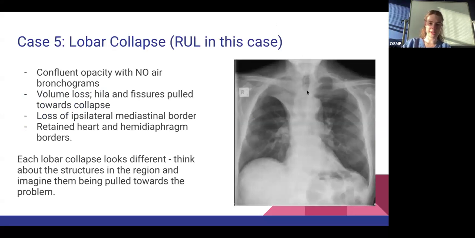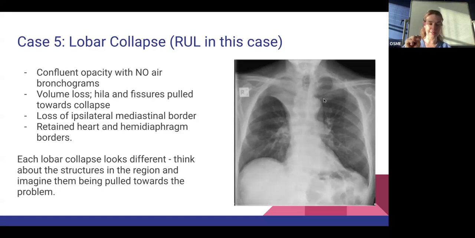Case 5, lobar collapse. Different bits of the lung can collapse at any one time. It can be trauma related, often infection related, and can look similar, I guess, to lobar pneumonia, but it's different because it's this kind of whiteness, this confluent opacity rather than the consolidation. So you've got this volume loss, the hilum and the fissures get pulled upwards towards the collapse, and the heart and hemidiaphragm borders often look normal. This is a right upper lobe one, but each lobar collapse looks different.